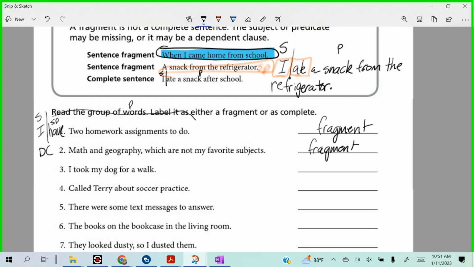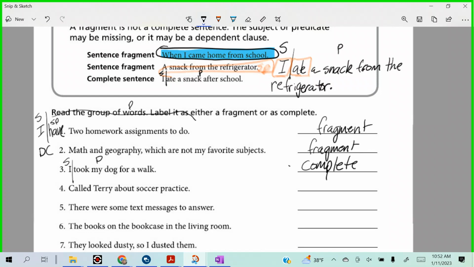Is there a subject and predicate? Yes. Give it to me. What is it? I. That's the subject. What about the predicate? Okay. So do we have what we need for a complete sentence? Yes. It's complete then. Do you guys understand how I want you to do it? Yes.